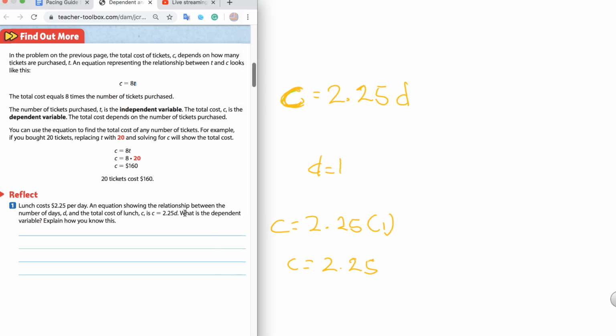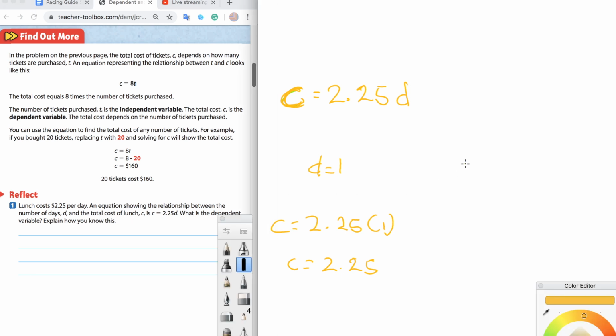Now it's asking me, what is a dependent variable? Explain how you know this. So for this one, they're telling us which variable, which letter depends on the number we put. So for example, let's say how much did it cost for 5 days? So my cost would be 2.25 times those 5 days. So the cost for 5 days would be $11.25.